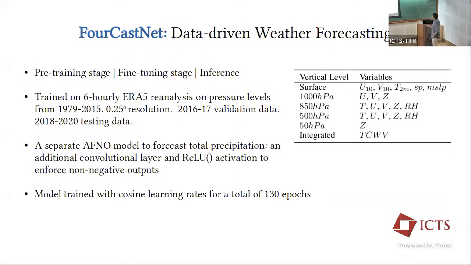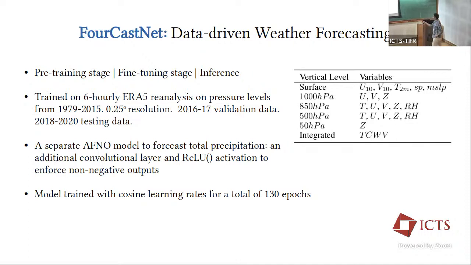So just a brief description of the variables it uses as inputs. It uses 20 variables as inputs, and the inputs were derived from ERA5 data, at the full resolution of 0.25 by 0.25 degrees at a 6-hourly temporal resolution. So these 20 variables are at different pressure levels, like one is surface, one is 1000 hectopascal, one is slightly above, and so on. And this is the total column water vapor from ERA5.